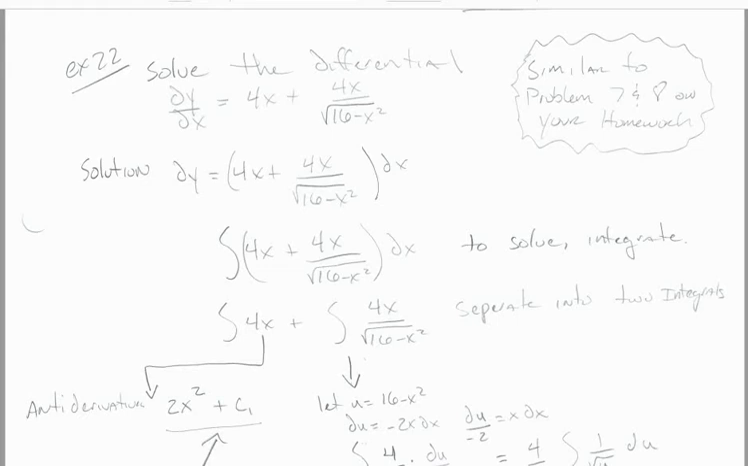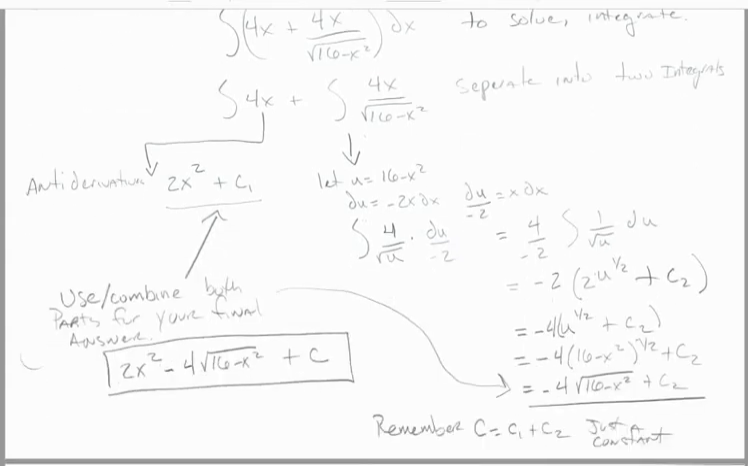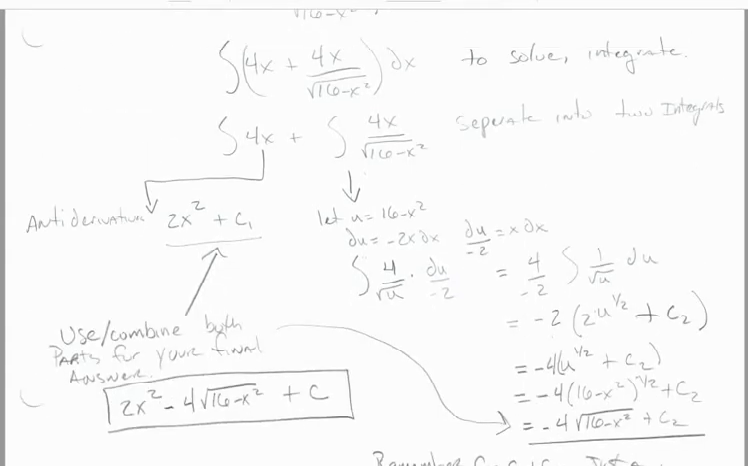So we're going to multiply both sides by dx, so the right hand side's in terms of x. So we're going to integrate this. So the integral of 4x plus 4x over the square root of 16 minus x squared dx. I'm going to break this up into two parts here. On the left hand side we'll handle the integral of 4x, and on the right hand side we'll handle the integral of 4x over the square root of 16 minus x squared, because that one's going to require u substitution.